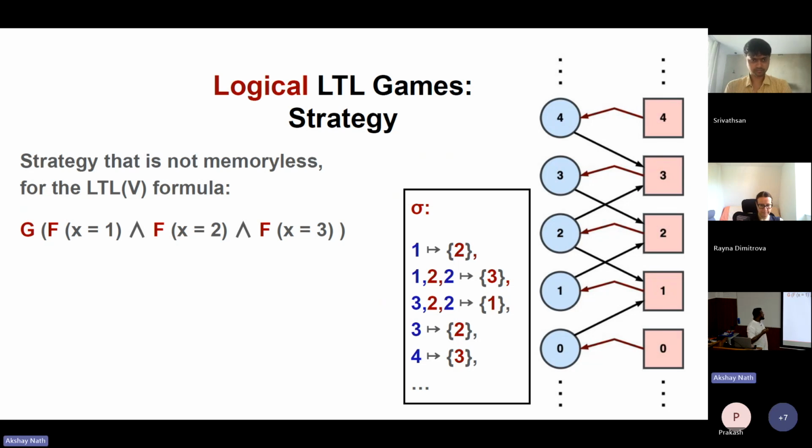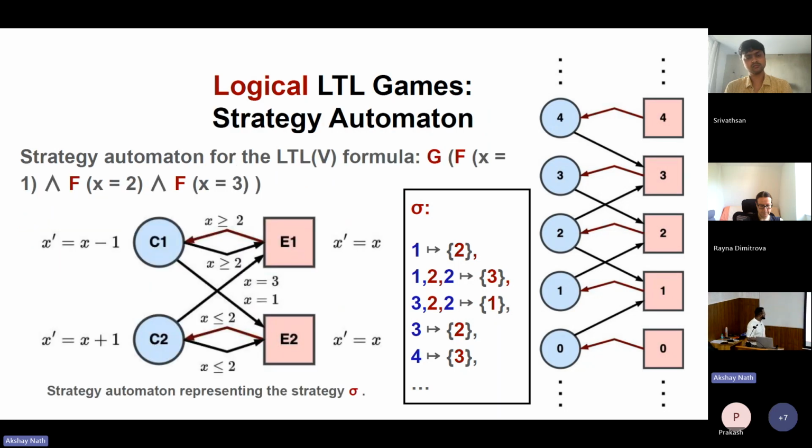So now that you know what a memory strategy is, which is non-memoryless, every strategy can be represented finitely. In our case, using an automaton, it essentially captures what I just said. From 2, if I come to 3, I am coming from 3, play 1, and otherwise. Right? You can just verify that from C1.